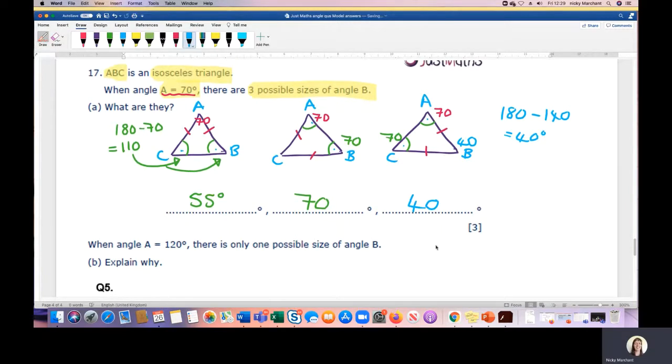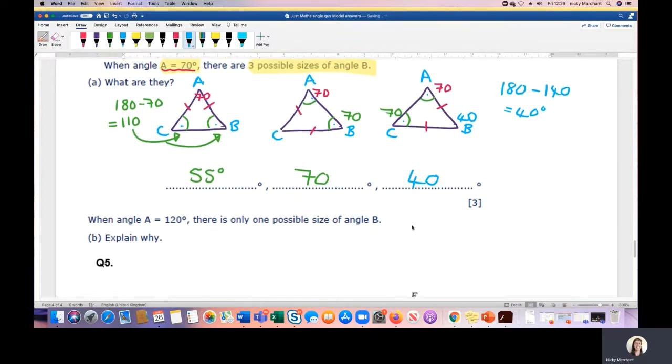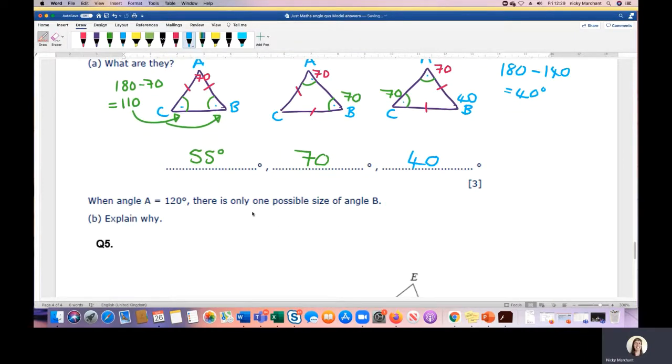Now the last part of this is saying if the angle at A is 120, there's only one possible size of angle B. So let's just sketch that one out as well, another triangle. So our third triangle here. It's now a bit more to scale because 120 is bigger than 90. 120 here at A, if they're saying that is 120.